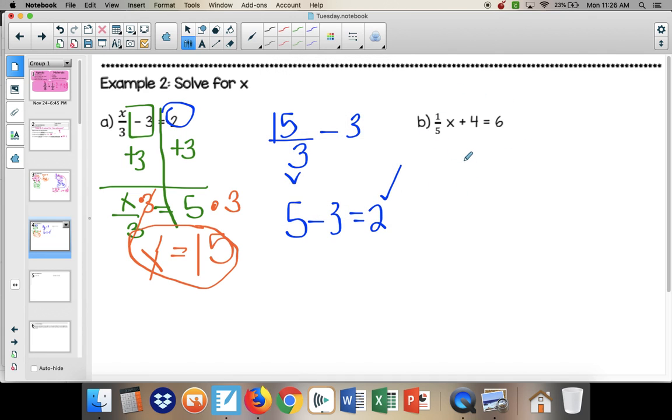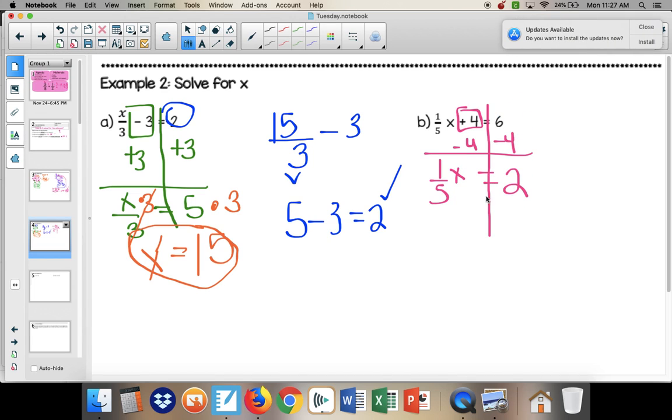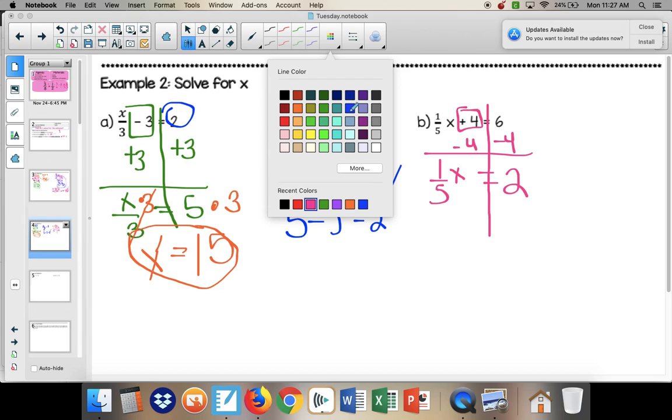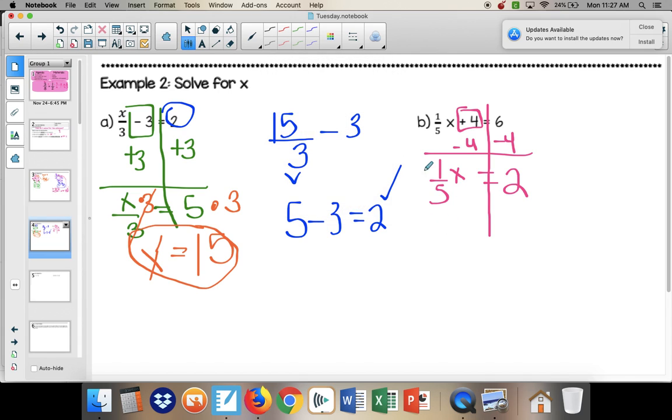So on this one, very similar stuff, only a little bit different. So I start off, I'm adding 4. So I am going to take away 4, and I'm left with 1/5 of x equals 6 take away 4 is 2. Now, yesterday in our one step, we did something like this where we had 1/5. So I'm going to multiply by the reciprocal, which means I flip the fraction.